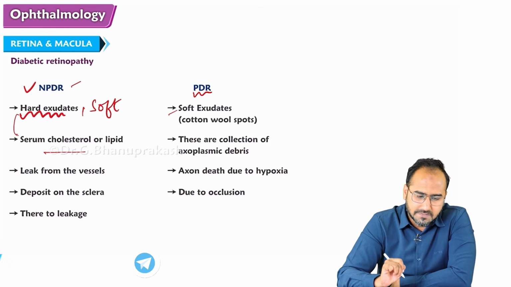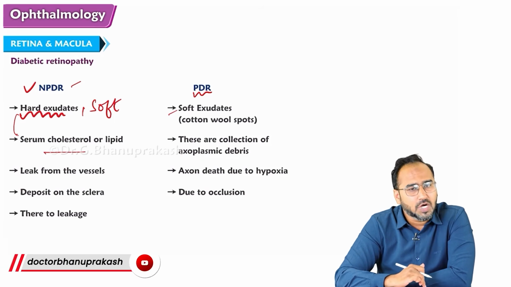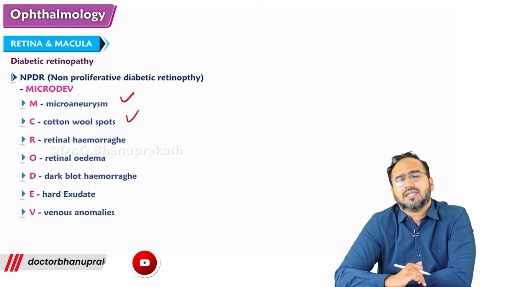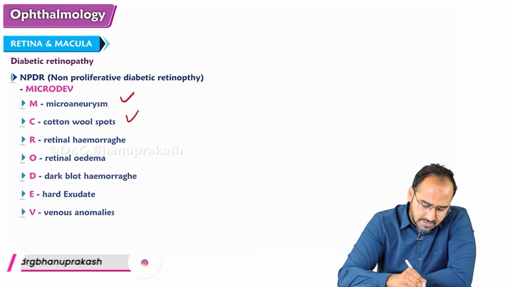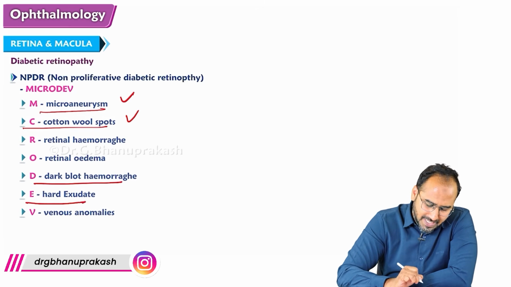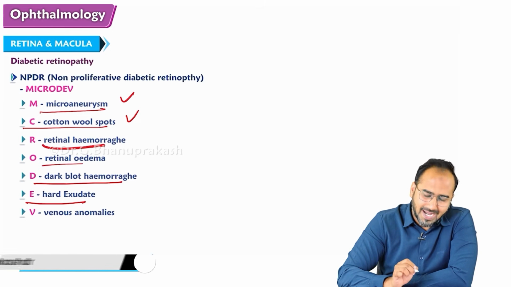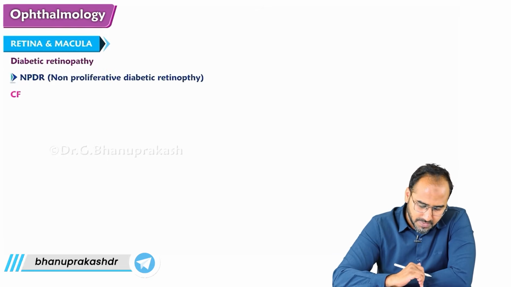Apart from that, what else do we need to remember? In non-proliferative, what are the features that you see? You will see microaneurysm, dot and blot hemorrhage, hard exudate, and soft exudate, right? Microaneurysm, soft exudate, cotton wool spots, hard exudate, dot and blot hemorrhages could be seen. It's not dark blot, it's dot and blot hemorrhages. Retinal hemorrhage, retinal edema, or macular edema could be seen. These are the features of non-proliferative diabetic retinopathy, right?